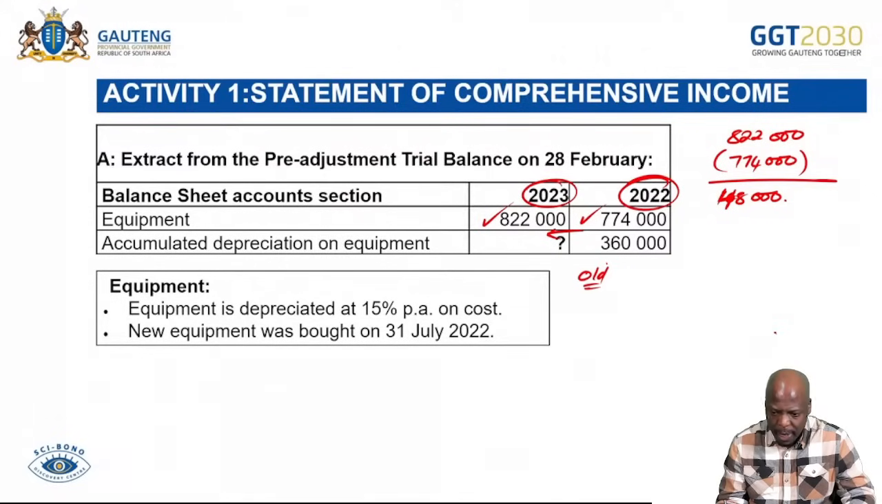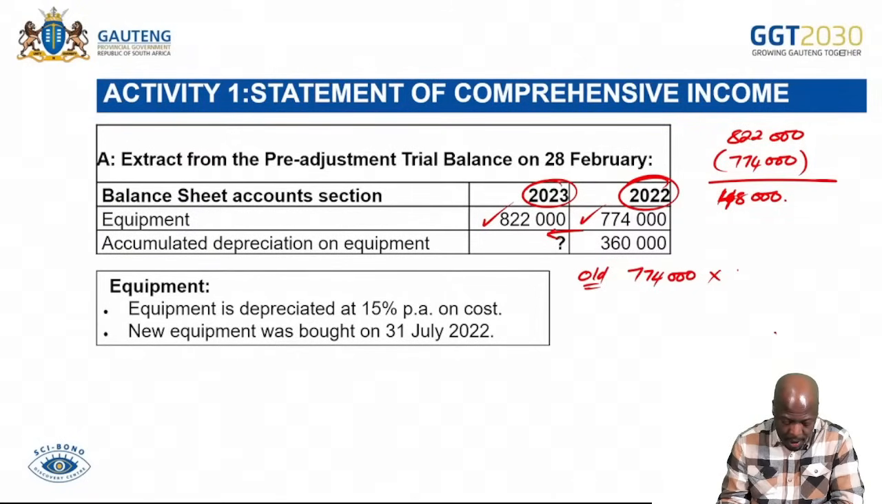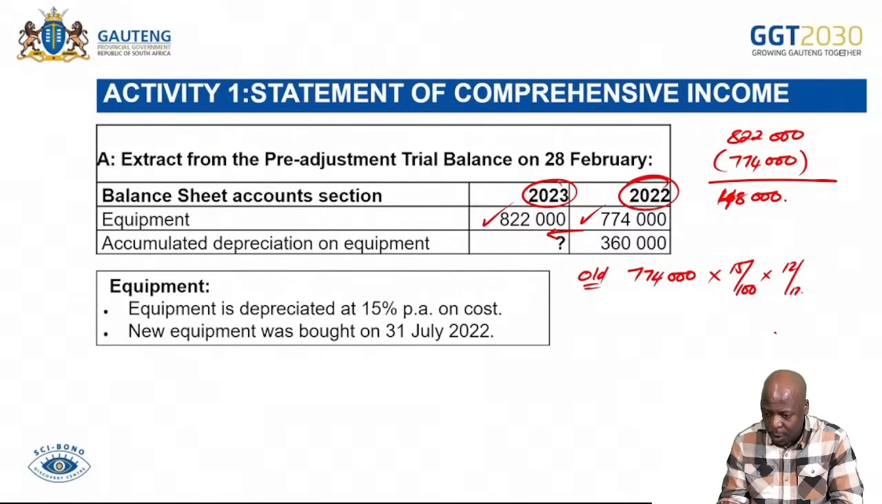The old equipment, remember we're calculating depreciation at what? Using the cost price method, which is at 15% per annum. So I'm going to say now, it is my 774,000. Then I say multiply that by 15 over 100 times 12 over 12. So this is for the entire year now, because this is my old, the one that was there right from the beginning. So if I do that, how much am I going to get?